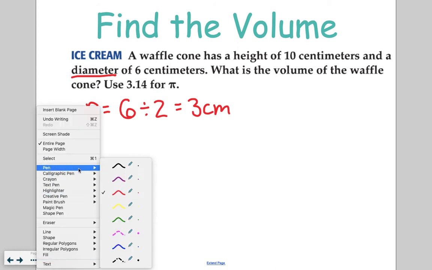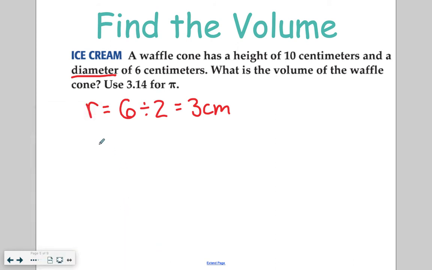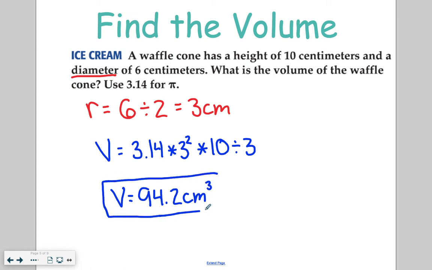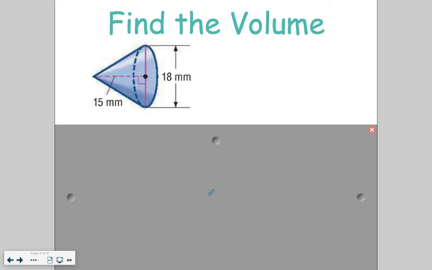And now that we know our radius, we can go ahead and calculate the volume by saying volume is equal to 3.14 times the radius of 3 squared times the height, which was 10, and then dividing that all by 3. And when you plug that into the calculator, you are going to get a volume of 94.2 centimeters cubed. Again, making sure that you cube that label because it is volume. Go ahead and try this one on your own.